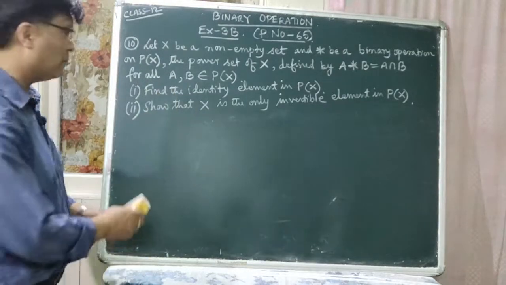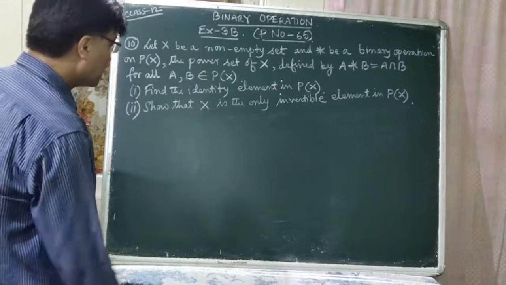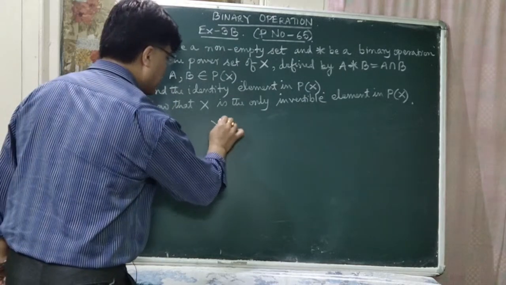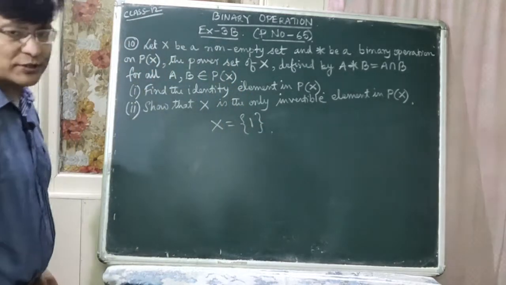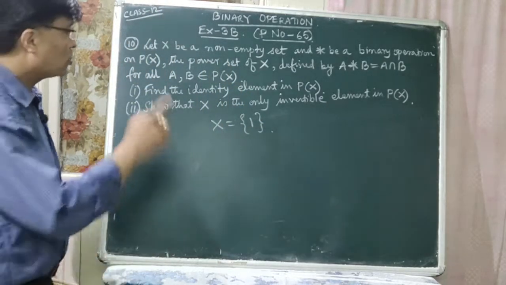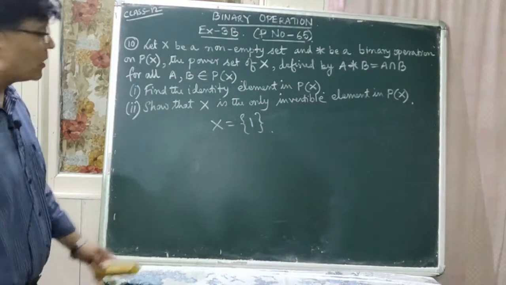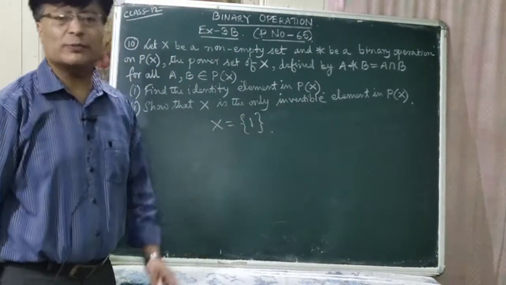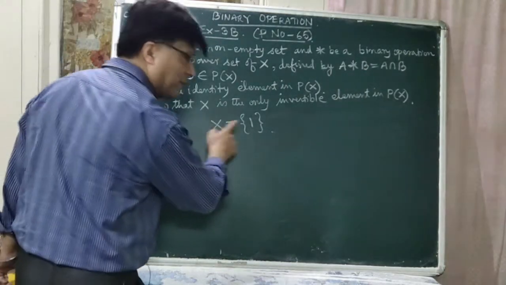Let us take another example. Let us take a slightly easier example. Suppose you have capital X is equal to {1}, only 1 is there, suppose. So what are the possible subsets of this set X? What are the possible subsets of X?